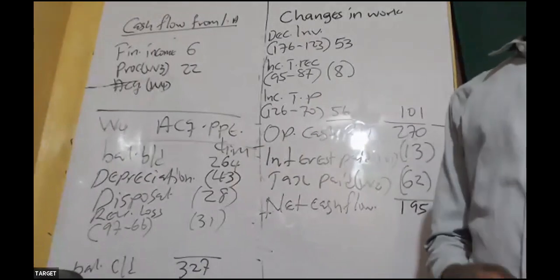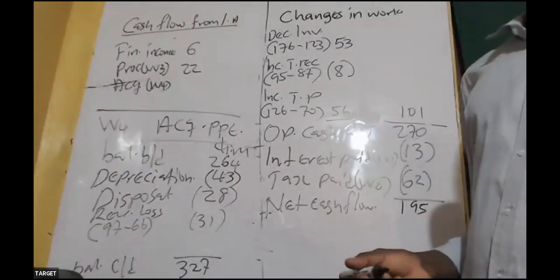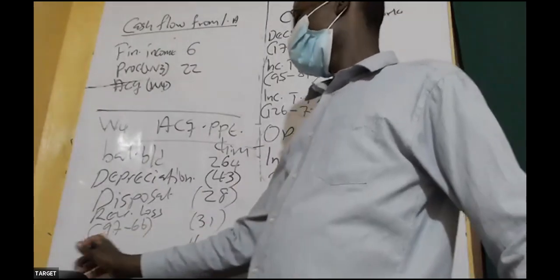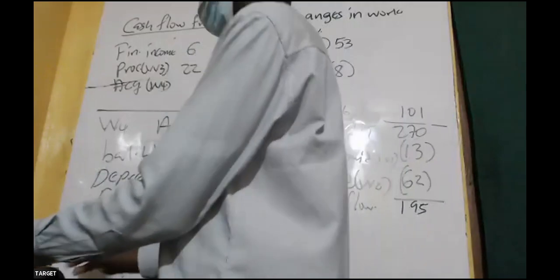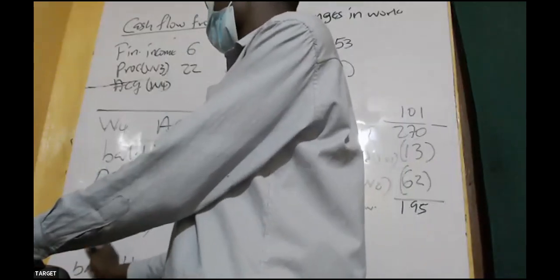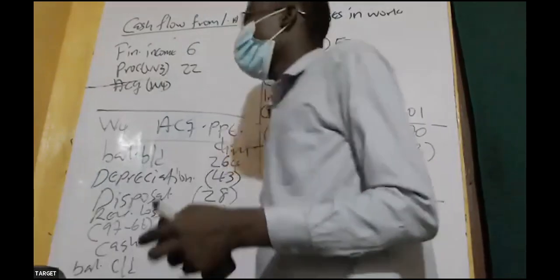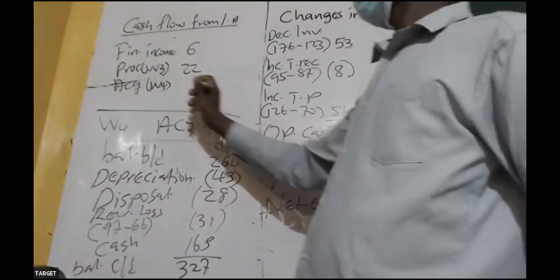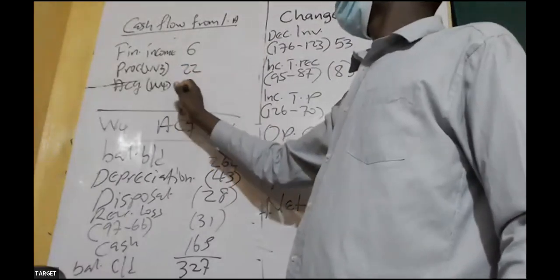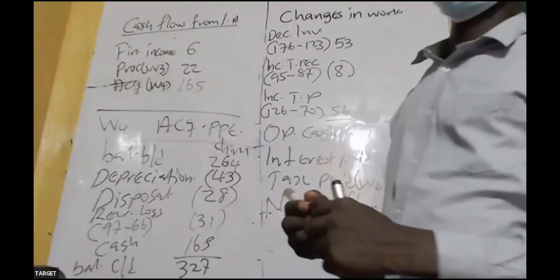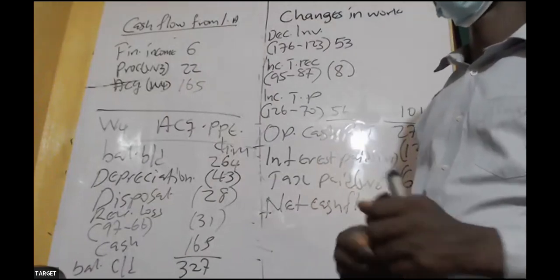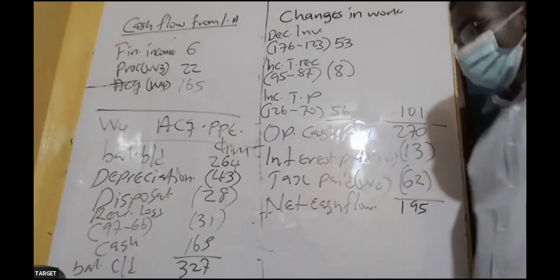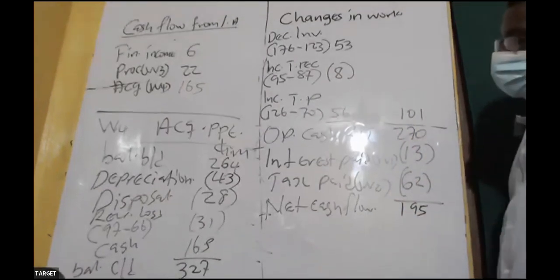165. 165. So name it cash or purchase of PP. So that I write here cash or purchases of PP. So come and put it here. 165 cash or purchase of PP. Cash or purchase of PP. Okay, so we are done.